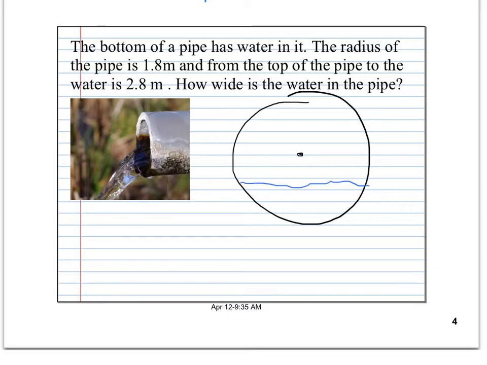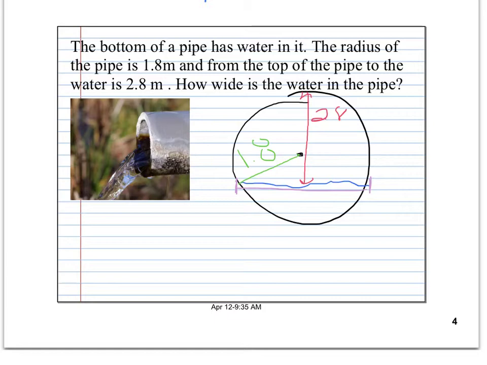Then you know that you have a radius, so since we're going to continue to make triangles, start from the center, go to the edge of the water, and that radius is 1.8 meters. And then you're also told the distance from the top of the pipe to the top of the water, so these 2 points is 2.8, and the question is asking you to find the width of the water in the pipe, so this purple line all the way across.